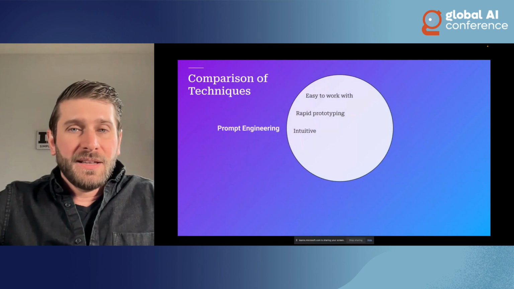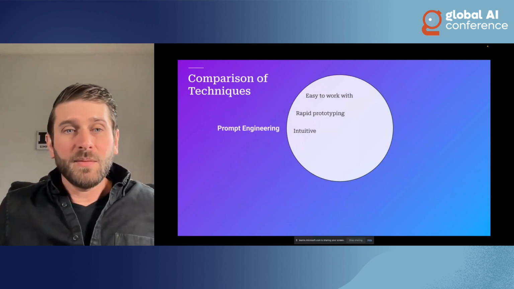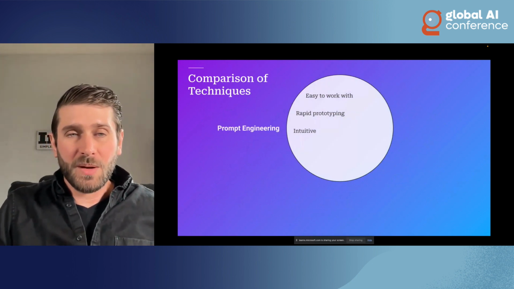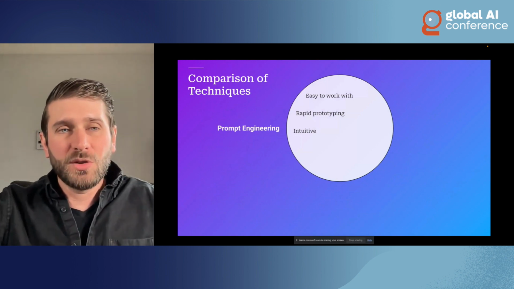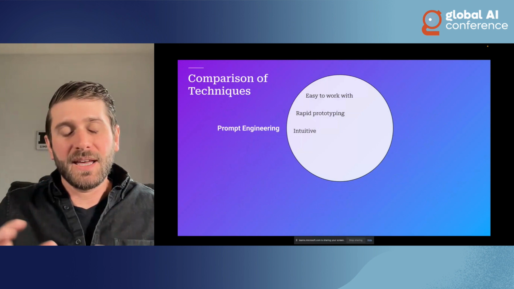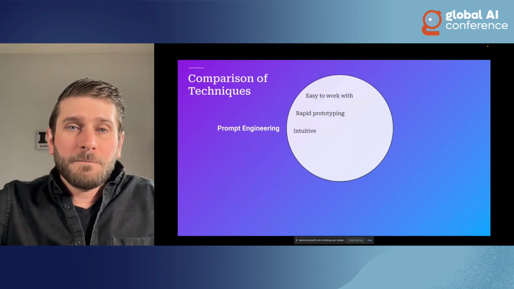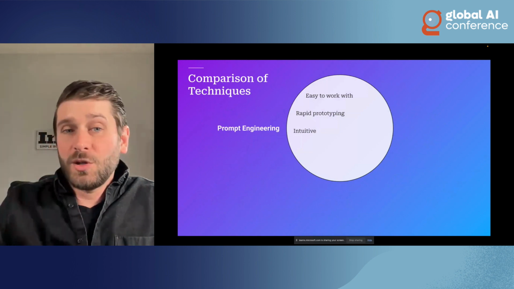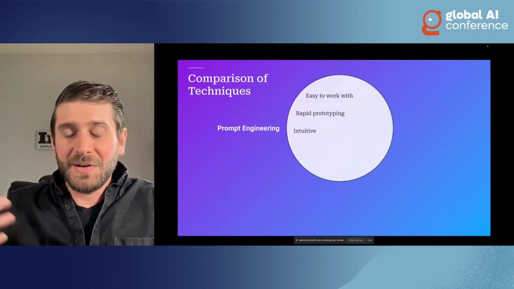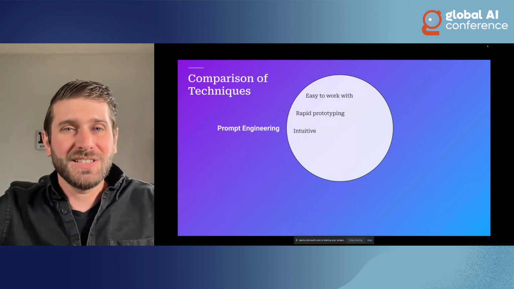So looking at three techniques in AI: prompt engineering, RAG, retrieval augmented generation, and fine tuning, let's do a quick comparison so we can see how they fit together. So prompt engineering is easy to work with. It's great for rapid prototyping. It's very intuitive because you can use these human familiar instructions to the model.